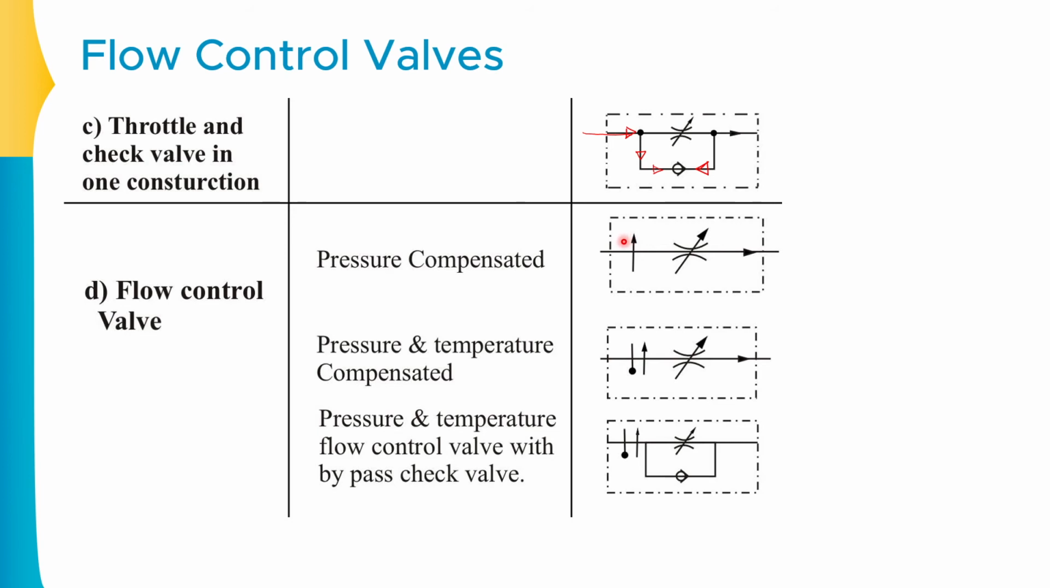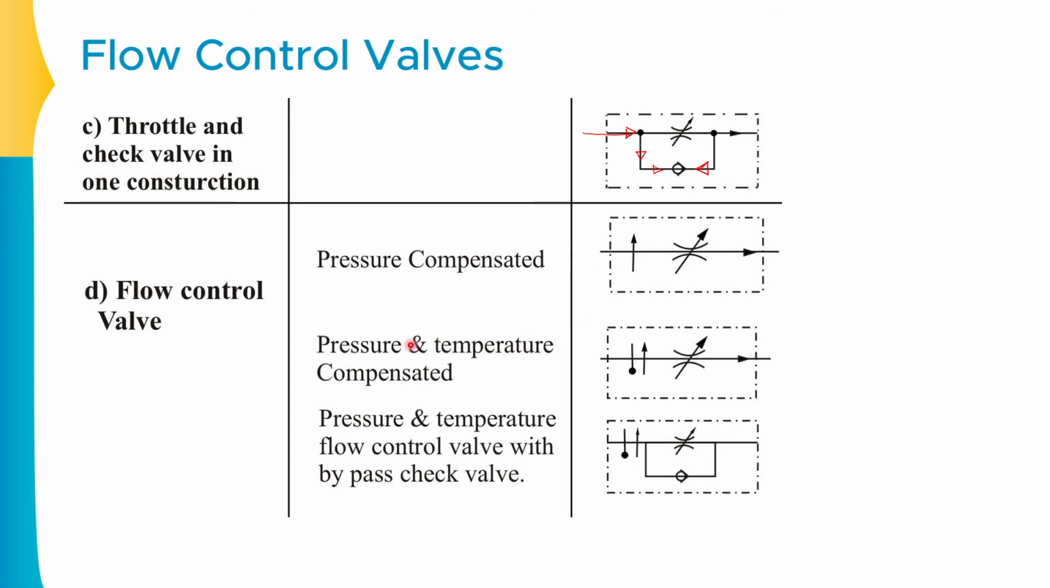It doesn't matter how much pressure drops along the valve, it will control a constant volume flow rate. It will provide the constant volume flow rate no matter how much pressure is compromised. So this specific upward arrow shows the pressure compensation. At the cost of the pressure, they will provide the constant volume flow rate.